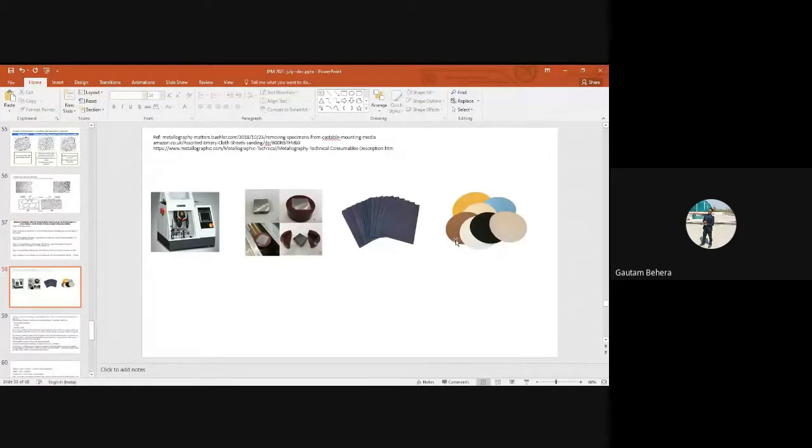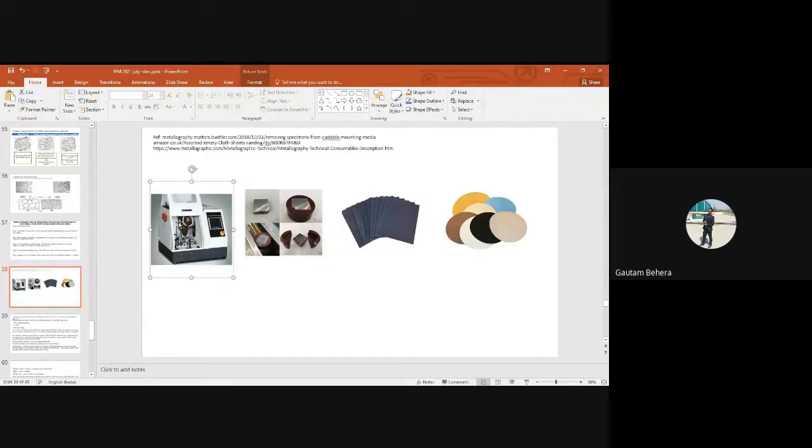So these are some images. This is a cutting machine. You can see this is a cutting machine, called an abrasive cutter. There is a wheel which will cut the sample into small pieces. Fine. And this image is showing a sample you will get. So this sample is enough. You can mount it, or you may not mount it.